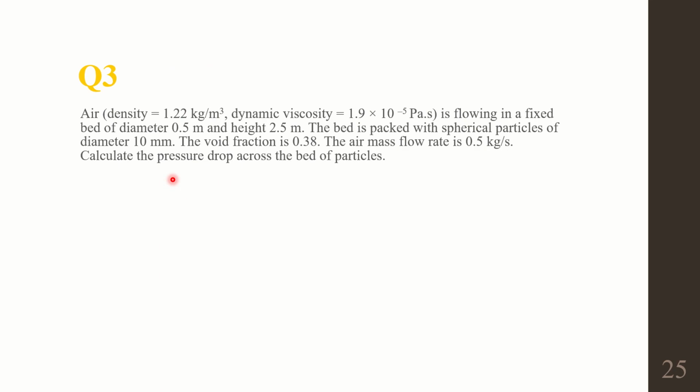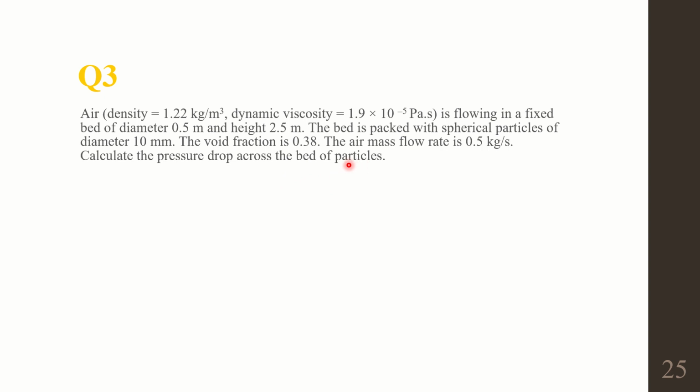Now we will go to question 3. In question 3, it is asked that air whose density is 1.22 kg per meter cube and dynamic viscosity is 1.9 into 10 power minus 5 pascal second is flowing in a fixed bed of diameter 0.5 meter and height 2.5 meter. The bed is packed with spherical particles of diameter 10 mm, void fraction is 0.38. Air mass flow rate is 0.5 kg per second. Calculate the pressure drop across the bed of particles.